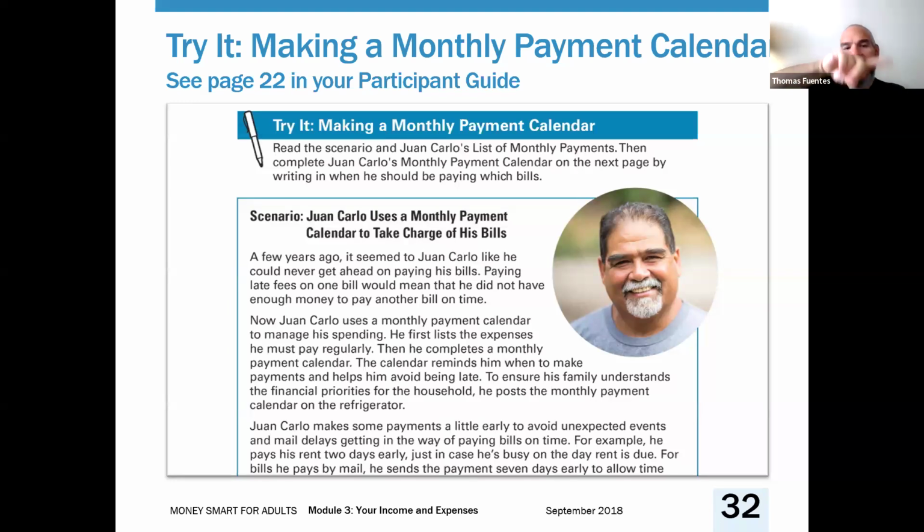But in the participant guide, basically what you're going to see is Juan Carlo has a chart set up where he has all of his expenses that are coming out. So he has rent, a car payment, a student loan payment, a phone bill, a credit card payment, and car insurance. Essentially he has the monthly amounts in a column, then the due date, and on the last column he has the payment method. Some of these he pays in person, some by mail, some by electronic.